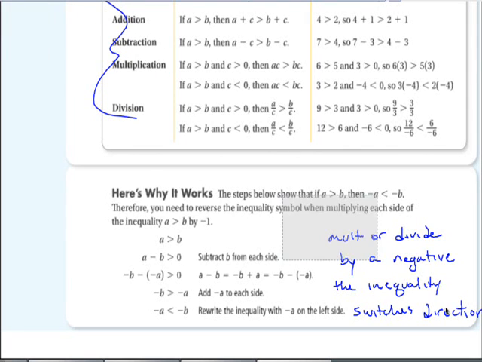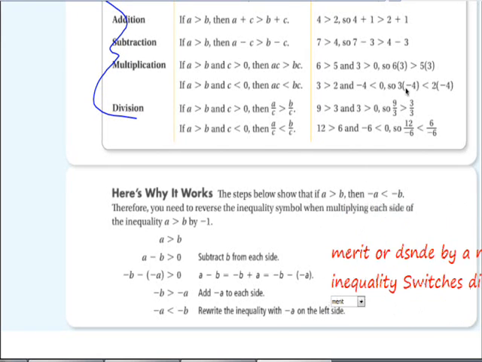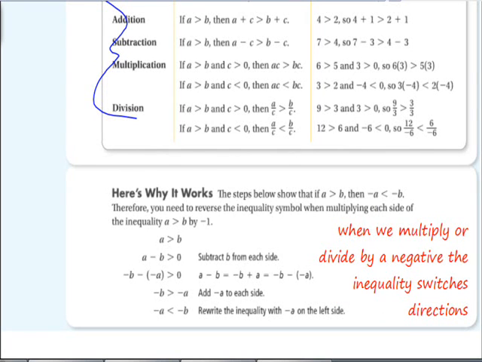Okay, simple, and you've been doing it for a long time, but something that we definitely have to know. So when we multiply or divide by a negative, the inequality switches directions. We got that. You like the handwriting switch there. I know. I'm impressed too, to be honest.